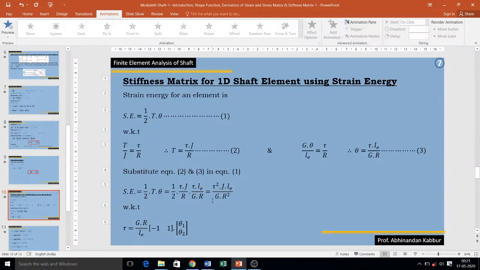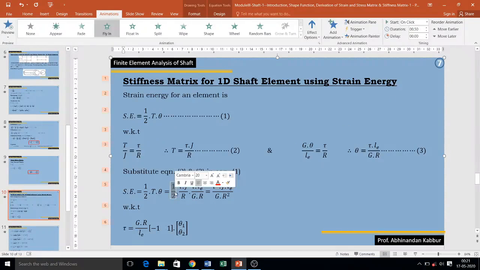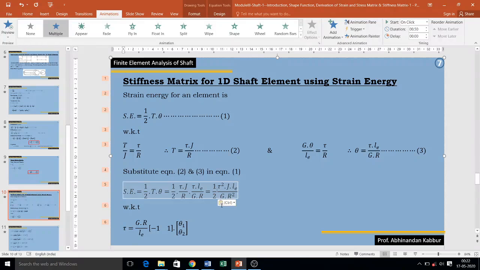So let us put that value of 1 by 2 here, which was left out. So 1 by 2 into tau into tau, that is tau square, J into Le as it is, divided by R into R square, that is G into R square, and G as it is.